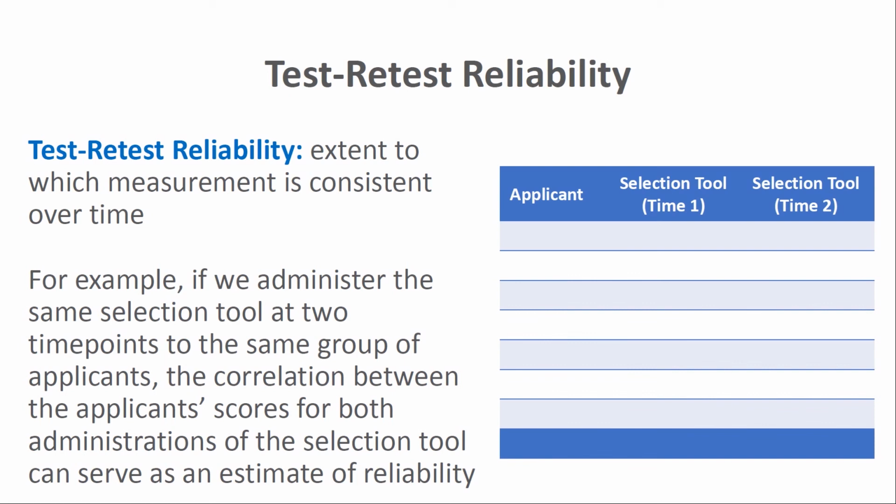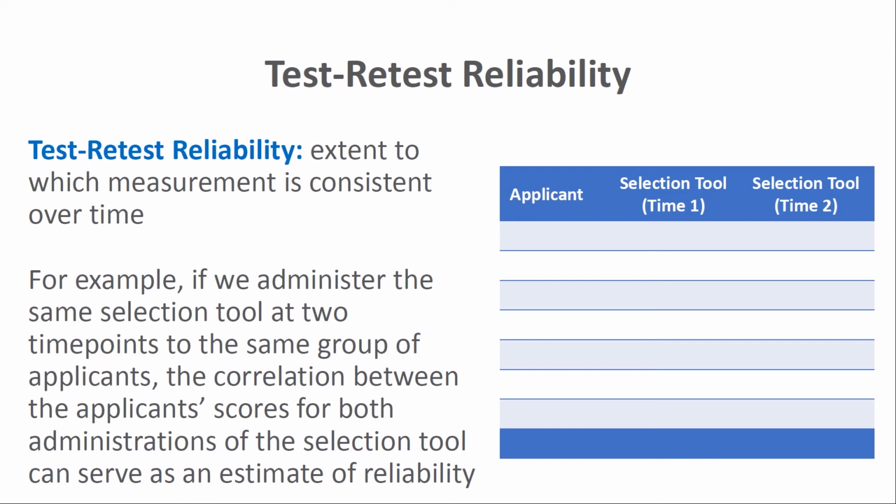So let's imagine here we have this table, where here in the first column we have applicants. Next column, we're going to have scores for the selection tool at time 1. Let's say this is week 1. And then we have that same selection tool administered at time 2. Let's say this is 3 weeks later, so this is week 4.